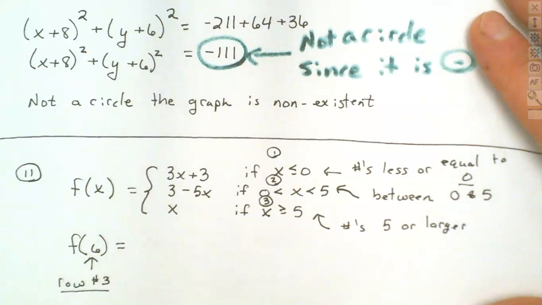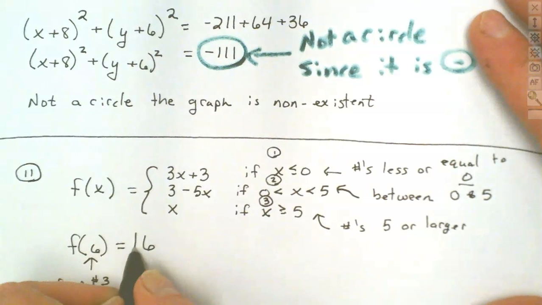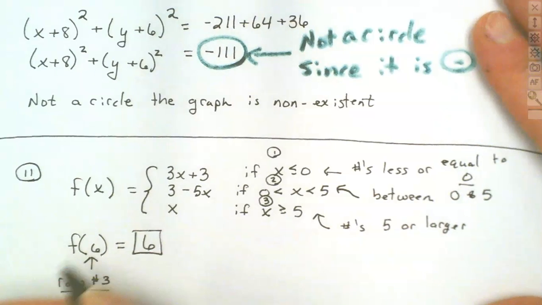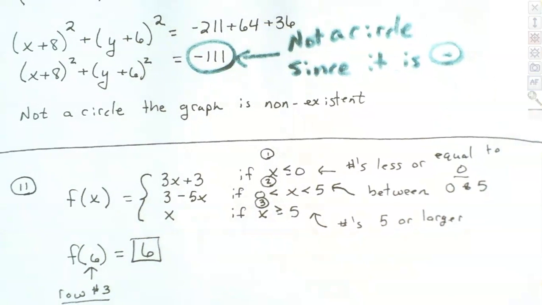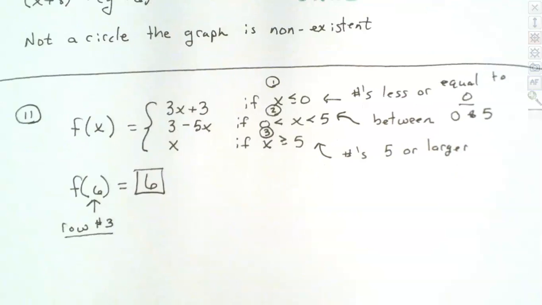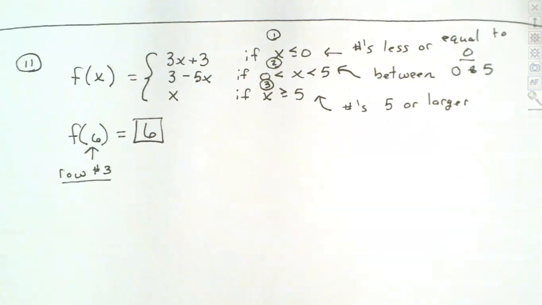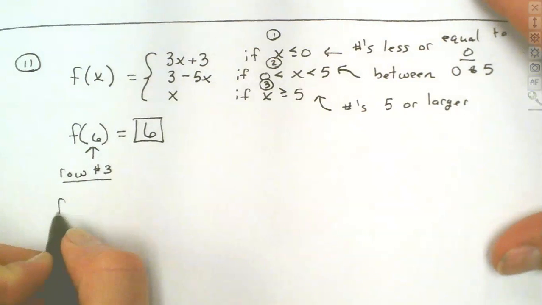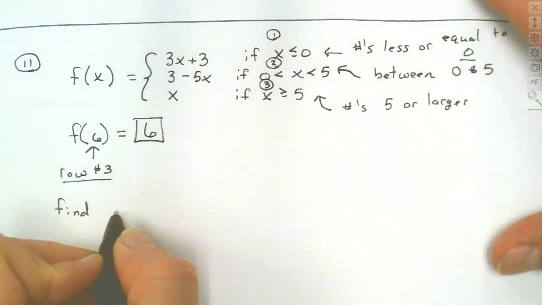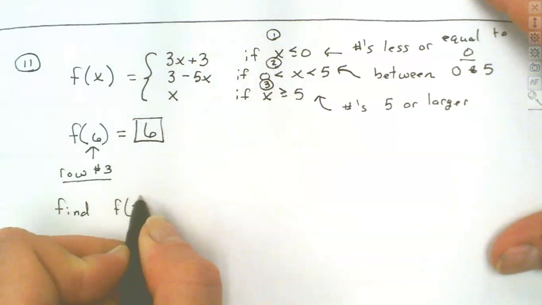And there's not much on row number 3. Row number 3 is x, so f of 6 would simply be what? f of 6 would simply be 6. Try to find a different one. Let's try to find f of 2. Same function. Let's find f of 2.